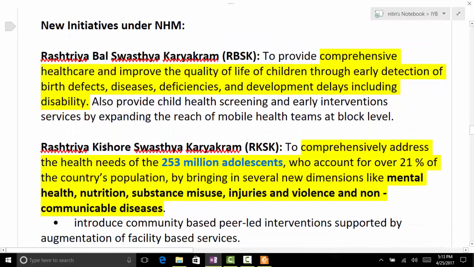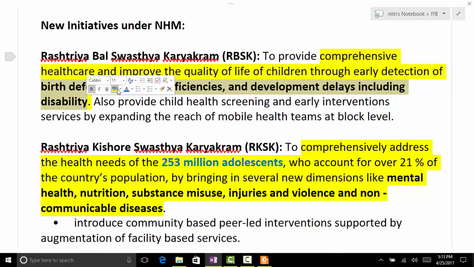Now certain initiatives under NHM. One is the Rashtriya Bal Swasthya Karyakram, for comprehensive healthcare quality of children through early detection of birth defects, disease deficiencies, development delays, including disability. So for children we have the Rashtriya Bal Swasthya Karyakram. In what areas does it work? Early detection of birth defects, disease deficiency, development delays, including disability. Remember these.